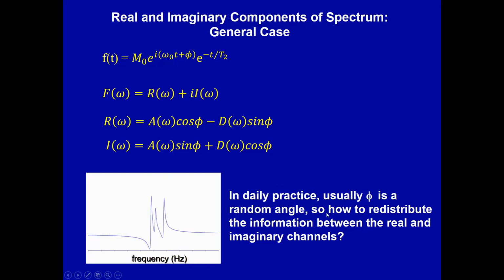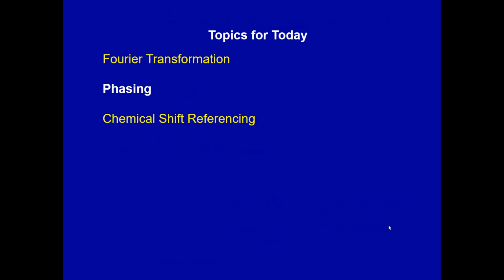So we want to redistribute the information between the spectrometer's real and imaginary channels, so that we can look at what we really would call a real spectrum. And that is called phasing. That's our next topic for today.